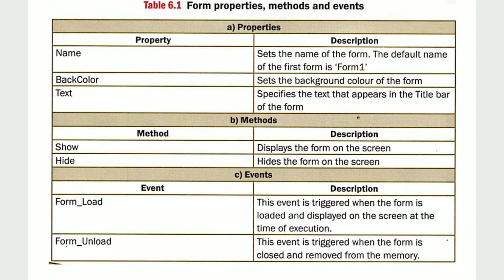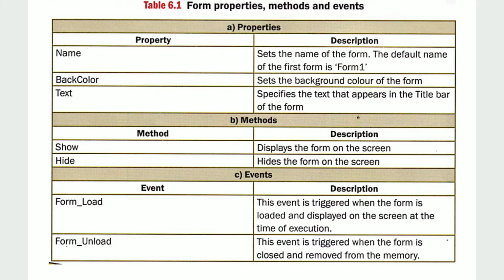As you can see, the name property is used to assign a name to the form. The default name of the form is form1. Understand here, the name property will be used at the time of coding. At the time of coding, to represent the form, we have to use the particular word that is set in the name property of that particular form.